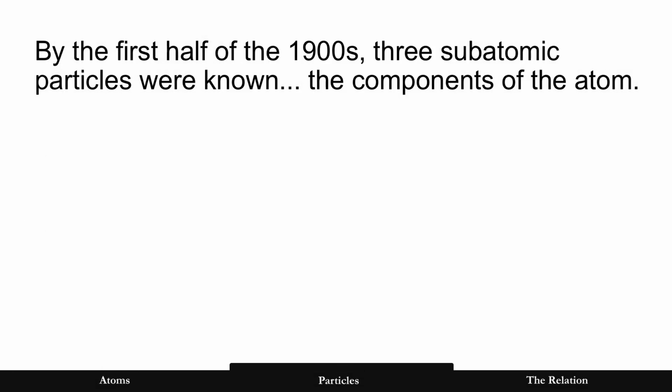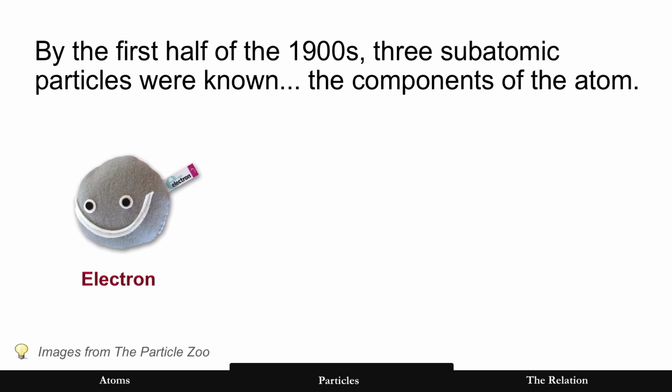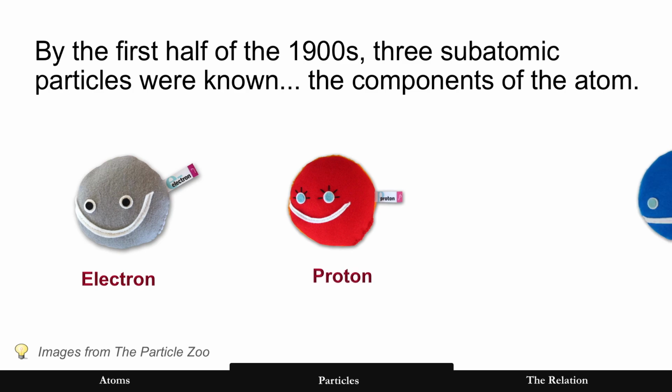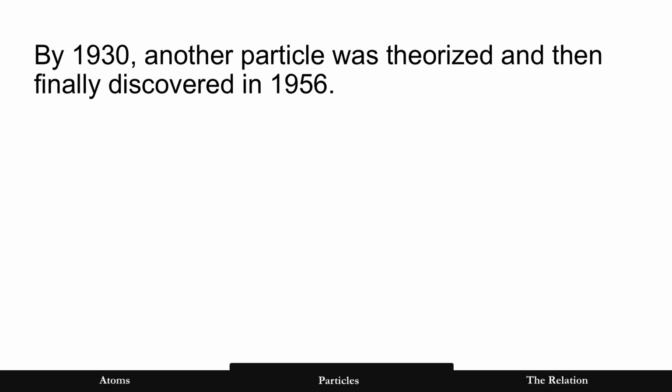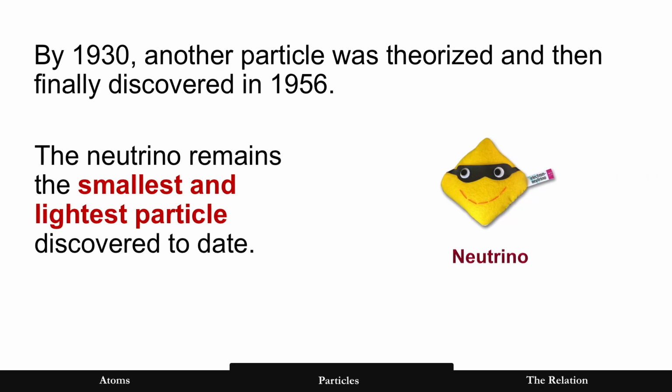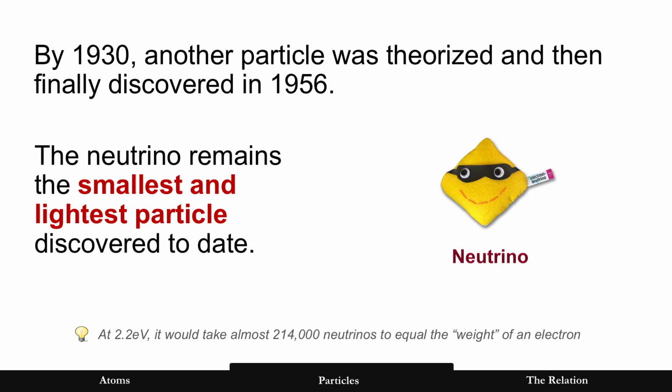Now that's atoms, so let's move on to particles. By the first half of the 1900s, 3 subatomic particles were known. Just to recap, these are the components of the atom: the electron, the proton, and the neutron. And thanks to the Particle Zoo for these images of all the particles that we're going to see. By 1930, another particle was theorized, and then it was finally discovered in 1956. And that's the neutrino. To date, it remains the smallest and lightest particle discovered.